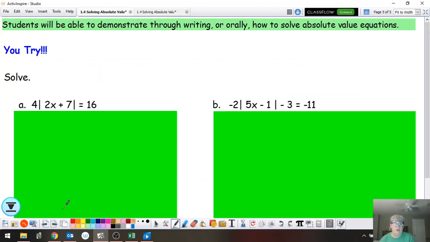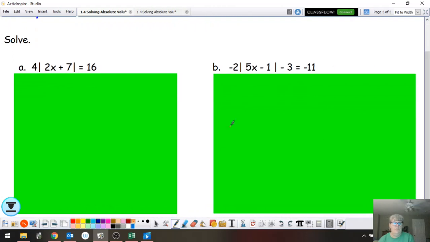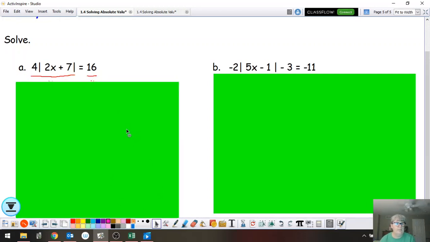So here are two more problems for you to try. Keep in mind the first thing you want to do is isolate the absolute value. Now that you've had an opportunity to solve these, here's what your work should have looked like.